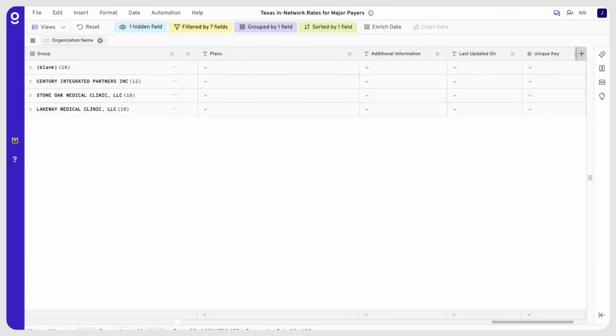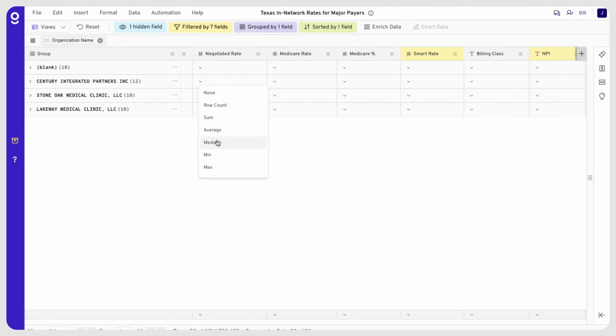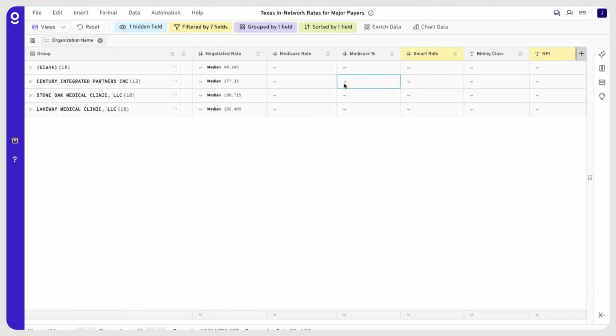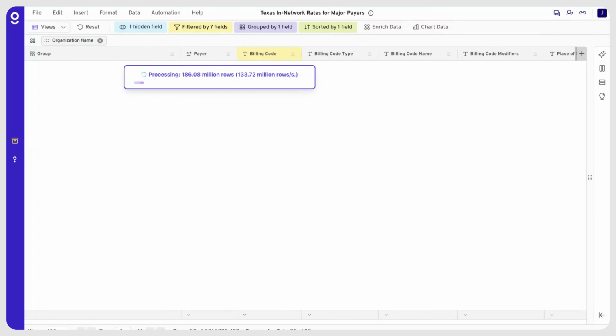And then probably what we want to do is just take a median on the fly of these so that we can see how they compare. So what I'll do is select the negotiated rate and select the median here. Could do the same for Medicare percentage to get a sense of reference against Medicare, what the negotiated rates are like for this. So this will take a second to calculate and provide the data.